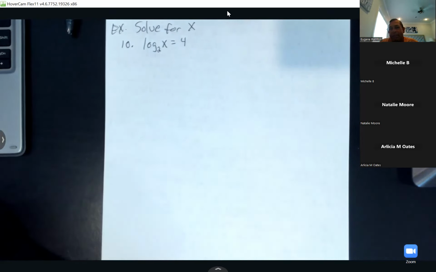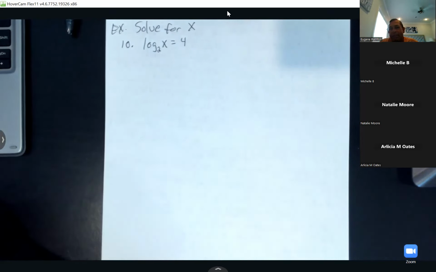Base, exponent, result. Well, y'all, you got one step to solve that. You got to figure out what is 2 to the 4th power going to equal. So you got what? A 2 times a 2 times a 2 times a 2. So that gives us what? 16 equal to our x.